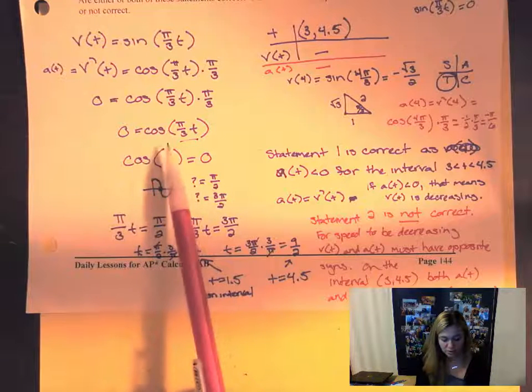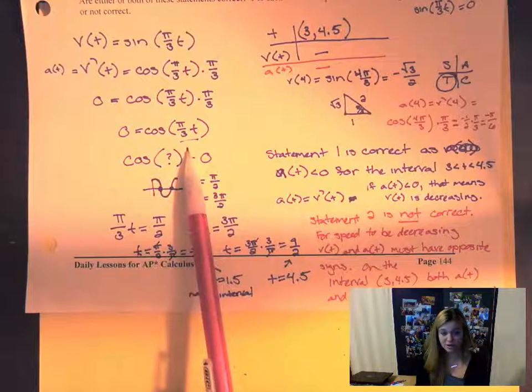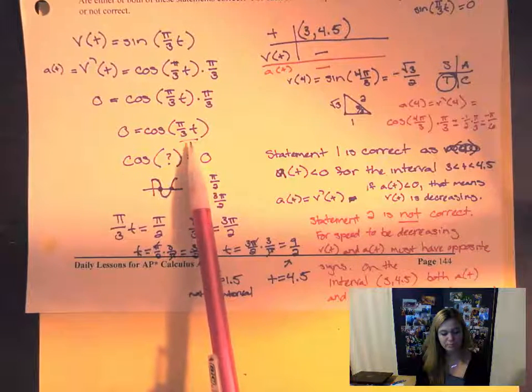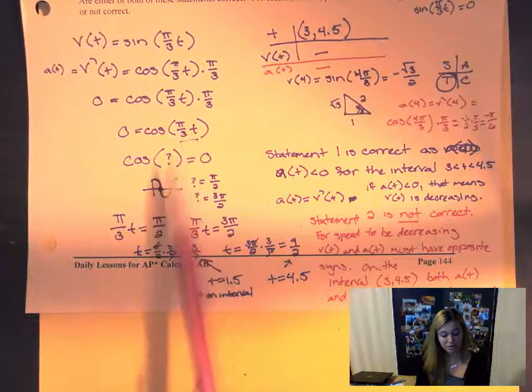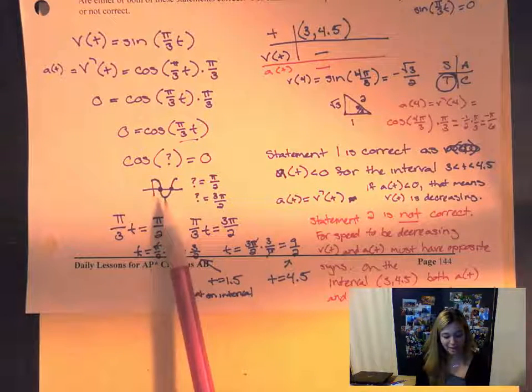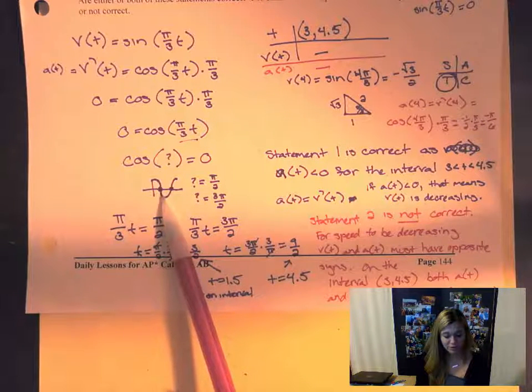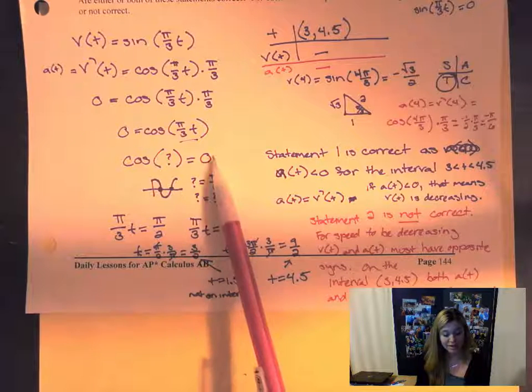Here I've got cosine of pi over 3t equal to 0, and you might say, I don't know what to do there. Well, think of the places where cosine of some number, so cosine of a question mark, equals 0. I know that that happens. I always think of this curve, but you can think of the unit circle or some other way. I think at cosine of pi over 2 and 3 pi over 2, that's when I get 0.